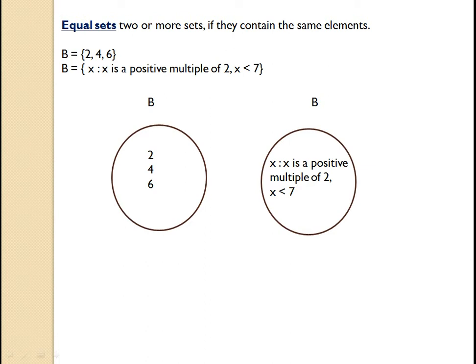Equal sets are two or more sets that contain the same elements. If they have the same elements, B = {2, 4, 6}, C = {2, 4, 6}, D = {2, 4, 6}, or you can say B = {x : x is a positive multiple of 2, x less than 7}. This means they are equal.